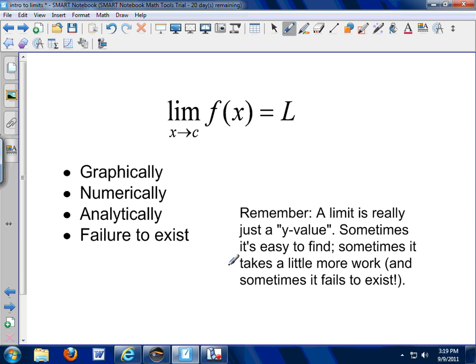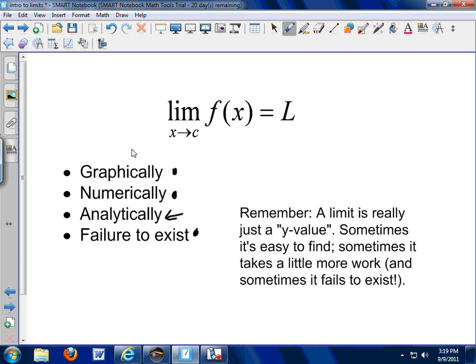We really didn't do a whole lot more work today. We just did some tables. Today we did graphically. We did a little numeric where we plugged it in. When we get to this analytical stuff, that's the little more work stuff. Sometimes they just fail to exist. We want to be able to recognize that as well.